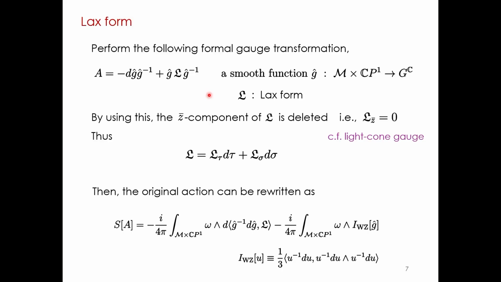Then the original four-dimensional Chern-Simons action can be rewritten into this form. Now the action is simplified, and you will see the Wess-Zumino term here, but still this action is defined in four dimensions.